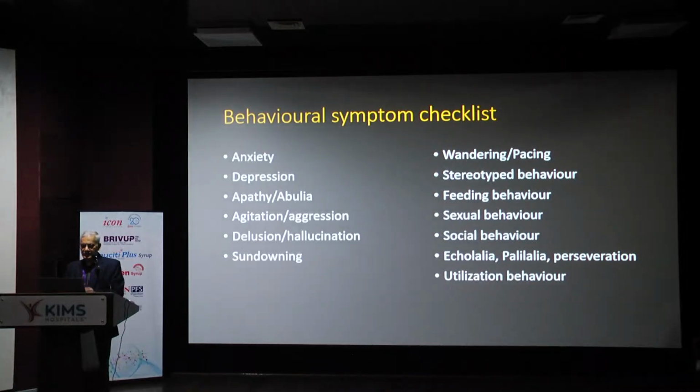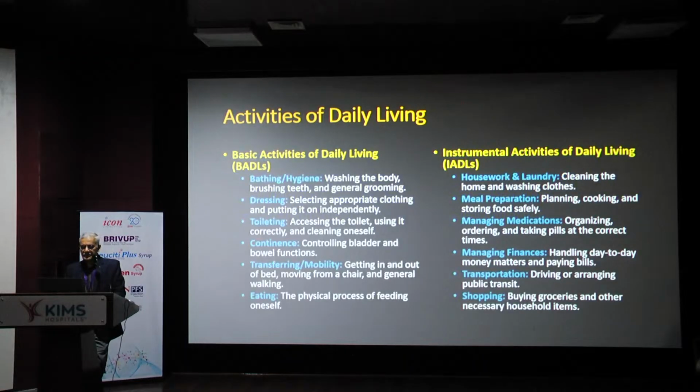Sundowning, whether after sunset or in the evening twilight, the patient is getting agitated. Then there are some behavioral symptoms which patients with behavioral variant of frontotemporal dementia usually develop, like wandering, pacing, stereotyped behavior, feeding behavior, altered sexual behavior. Then, of course, utilization behavior, echolalia, palilalia, perseveration. This you can observe while examining the patient.